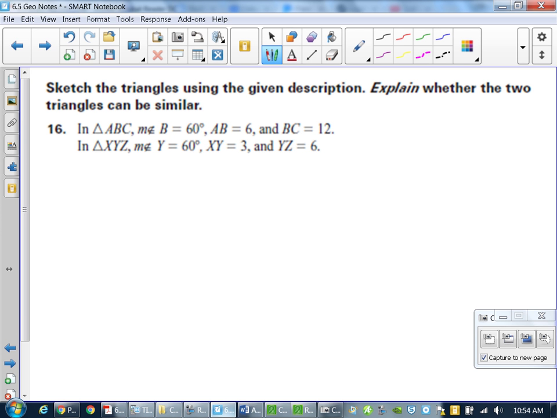Sometimes it'll give you something like this, where it's going to ask you to do a couple of extra parts. It'll say, hey, can you say triangles ABC and XYZ are similar given this information? The easiest thing to do is to draw it out. Then what do you do after you draw it out? You write out your statement, and then you fill it in.